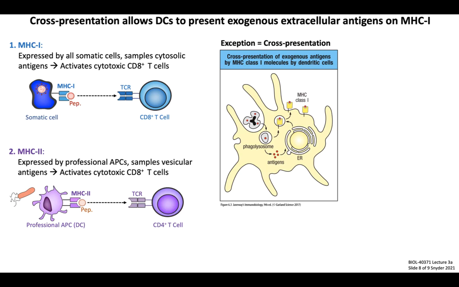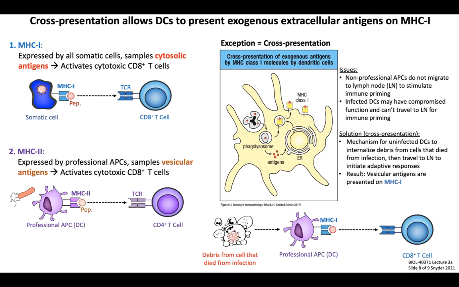However, there's one special process seen only in dendritic cells, where exogenous or extracellular antigens can be taken up and then processed for presentation on MHC class 1. This process is called cross-presentation and is a specialized mechanism where extracellular proteins that are taken up by endocytosis or phagocytosis are shuttled out of these endocytic compartments and instead transferred into the ER, where they can then be processed for presentation on MHC class 1.